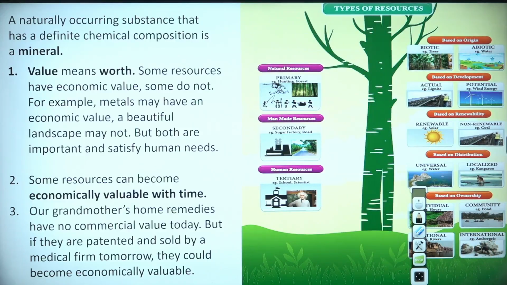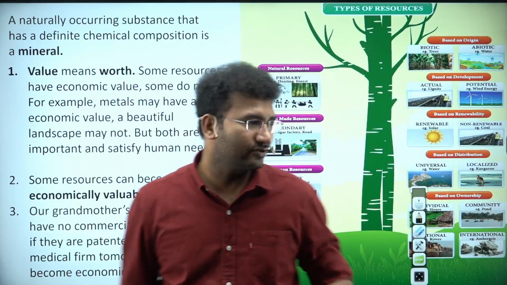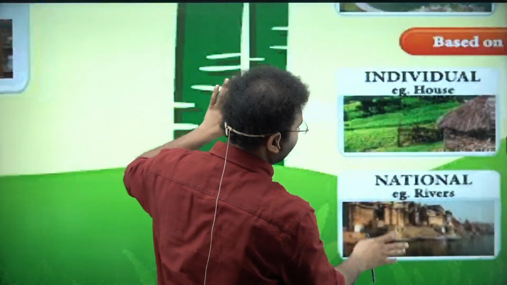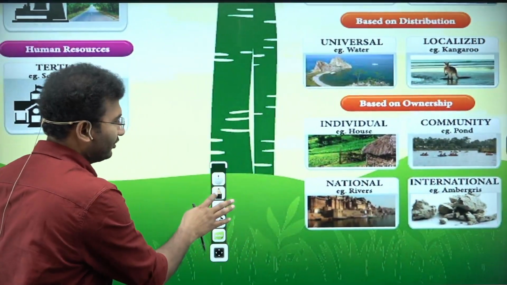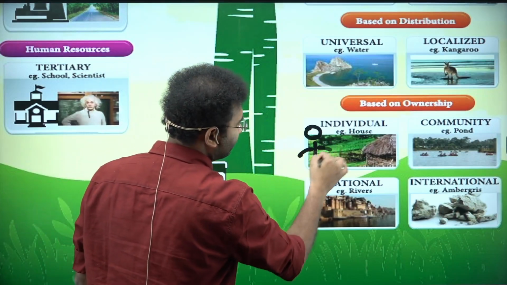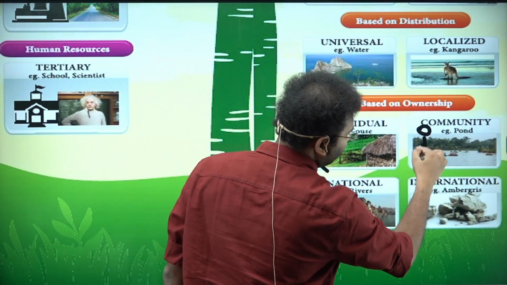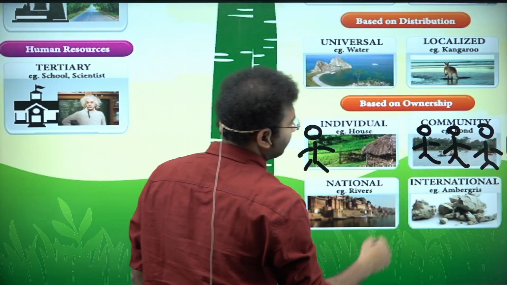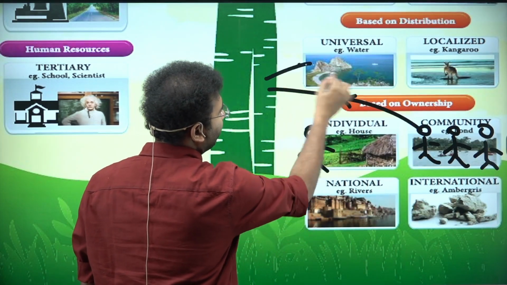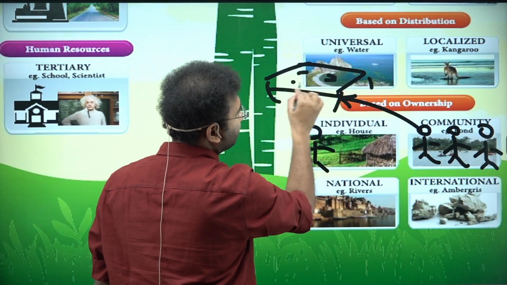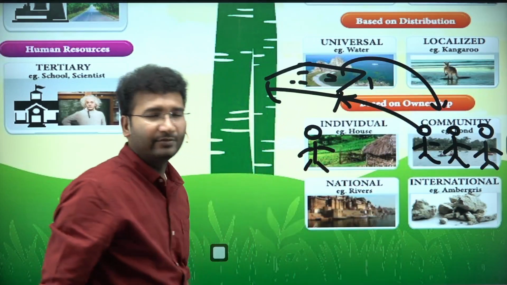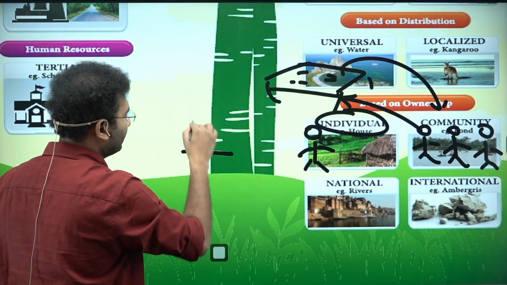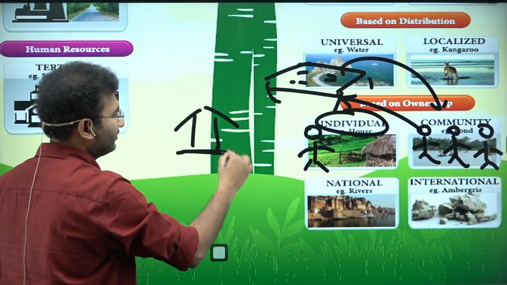Now come back, based on the ownership. Based on your ownership, you can also divide the resource into, number one, individual, and community. It can be one single individual, it can be a group of people, that is your community. For example, a lake is there. Here this can be a lake. This lake is owned by the community. Whereas if you take individual, a house, your house could be an individual resource.